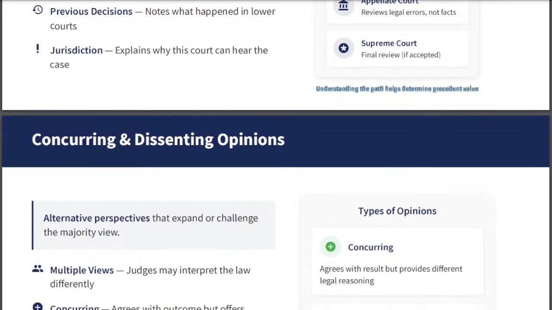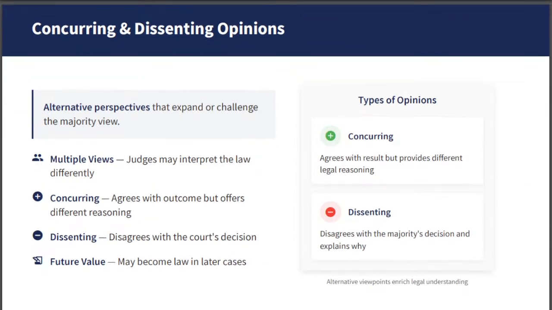We're on to concurring and dissenting opinions. Alternative perspectives that expand or challenge the majority view. Multiple views. Judges may interpret the law differently. Concurring. Agrees with the outcome, but offers different reasoning. Dissenting. Disagrees with the court's decision. And future value. May become law in later cases. So these are all how the opinions come out. Multiple views, concurring, dissenting, and then you look at the future value, how this may become law in later cases, or rule of law, we should say here.